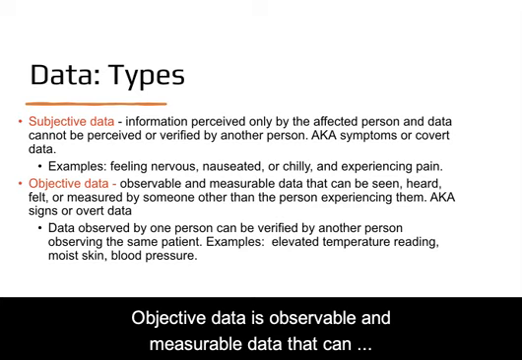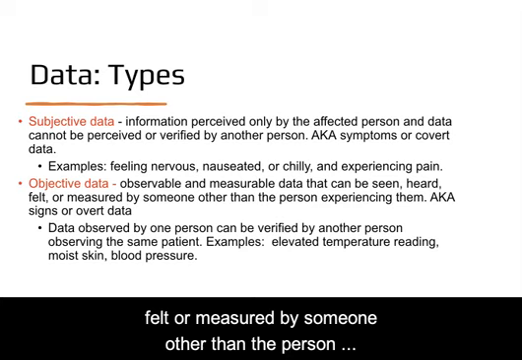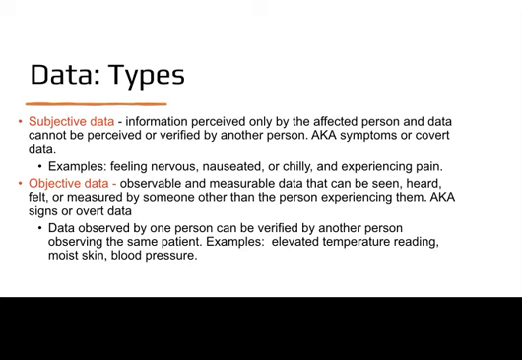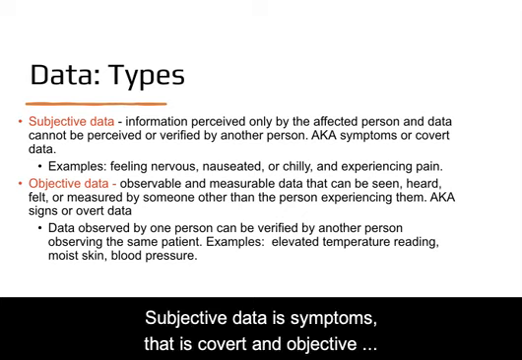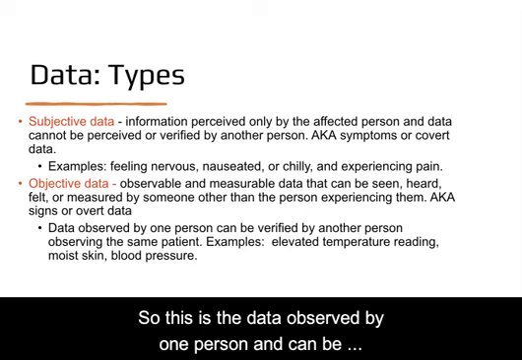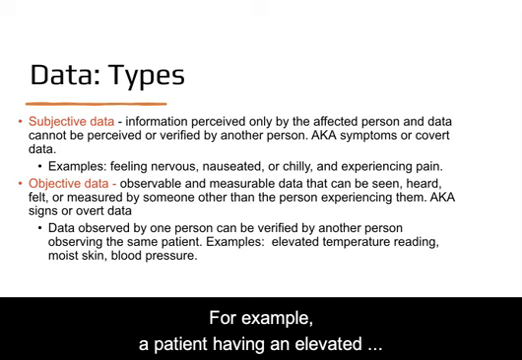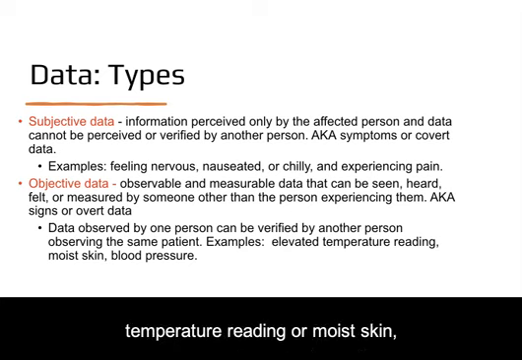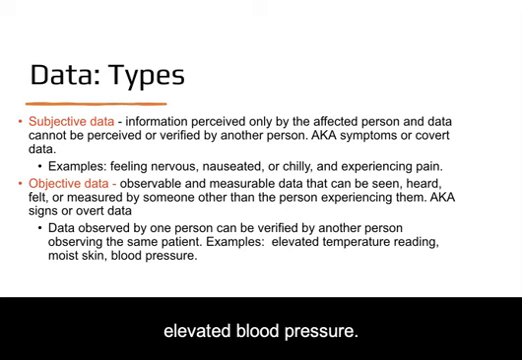Objective data is observable and measurable data that can be seen, heard, felt, or measured by someone other than the person experiencing them. Examples, those are signs or overt data. Subjective data is symptoms, that is covert, and objective data is signs, that is overt data. So this is the data observed by one person and can be verified by another person observing the same patient. For example, a patient having an elevated temperature reading, or moist skin, or a patient being diaphoretic, or the patient having an elevated blood pressure.